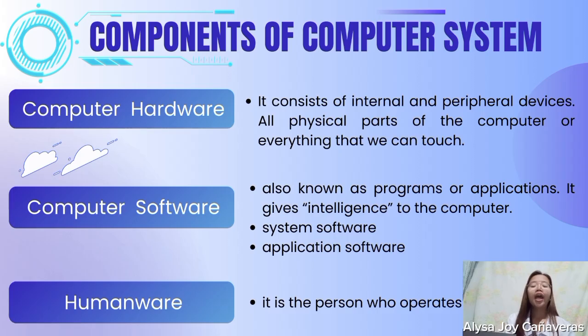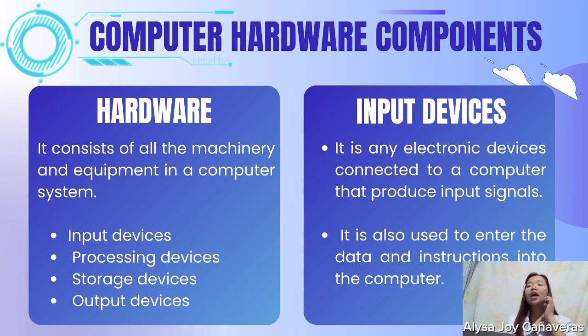And humanware is the person who operates the computer. Humanware is basically the most important among the three, because without the humanware, the computer hardware wouldn't function, and the computer software will not function. And the computer hardware components.